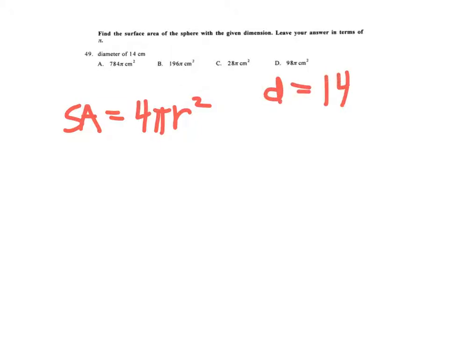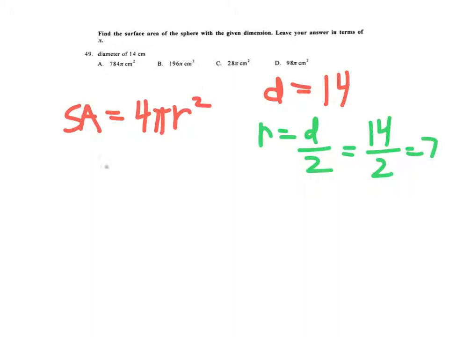If you remember, and if you maybe look at your little note sheet, the surface area of a sphere formula is 4 pi r squared. They give us a diameter, so I know d equals 14. Remember, your radius is your diameter divided by 2. So to find r, we're going to do 14 divided by 2, which is 7. And then that's what we're plugging into our equation. So we're going to have 4 pi times 7 squared for surface area.